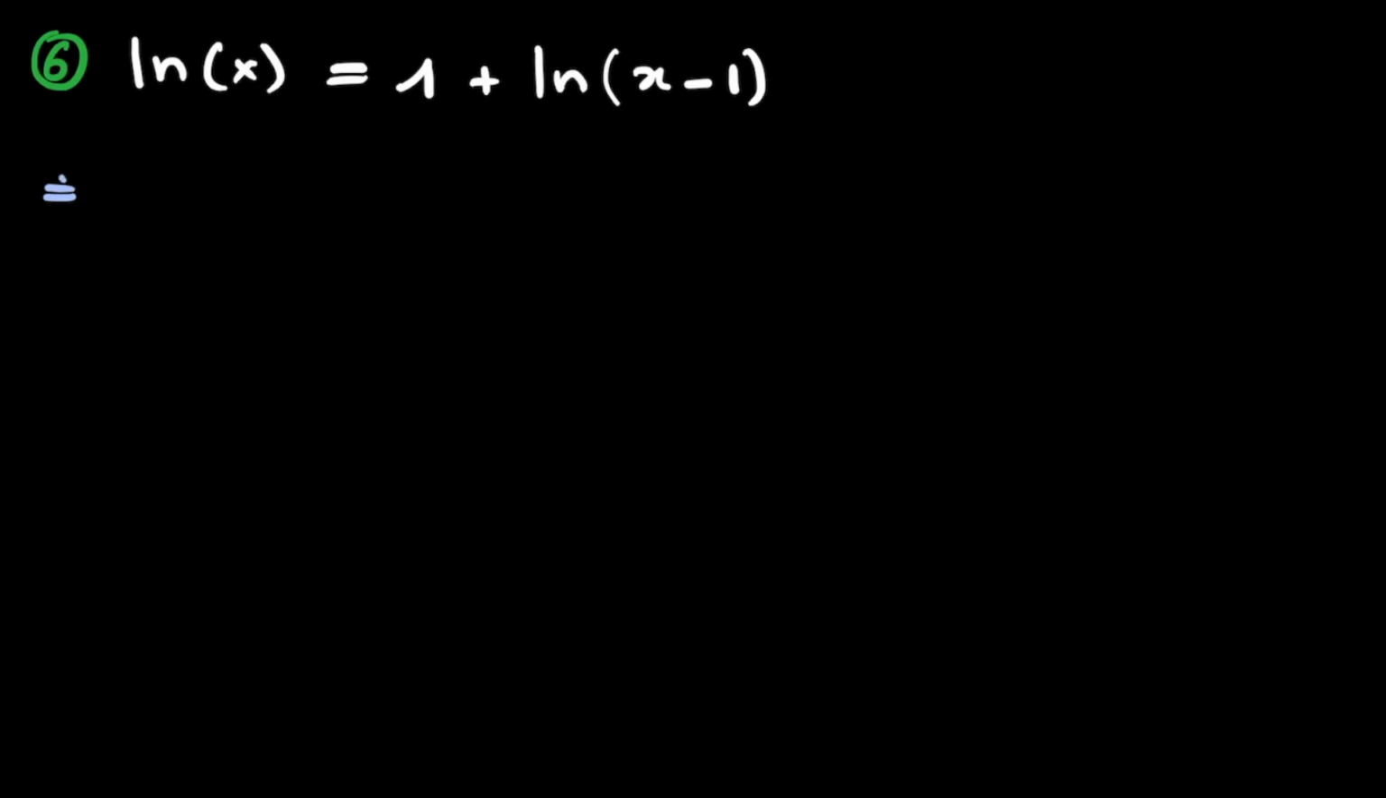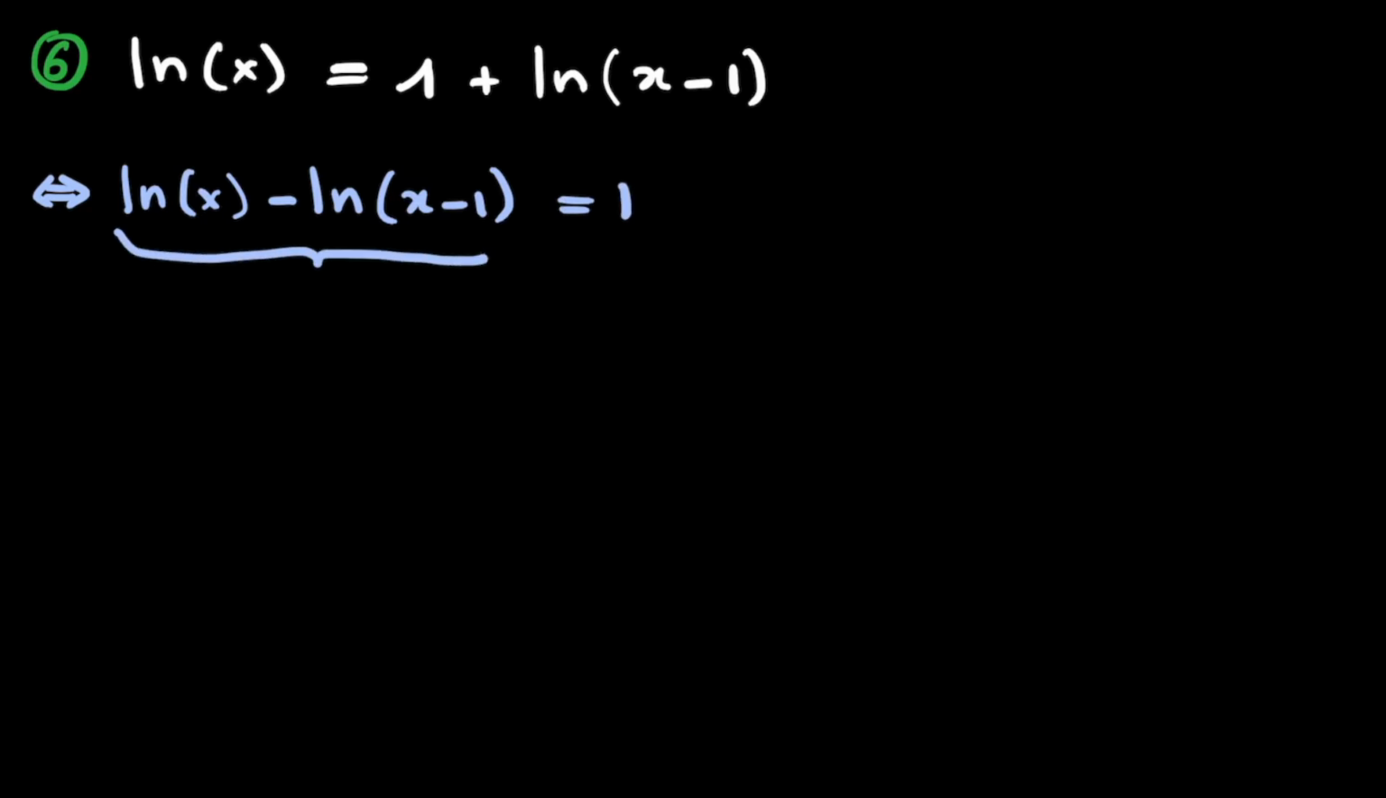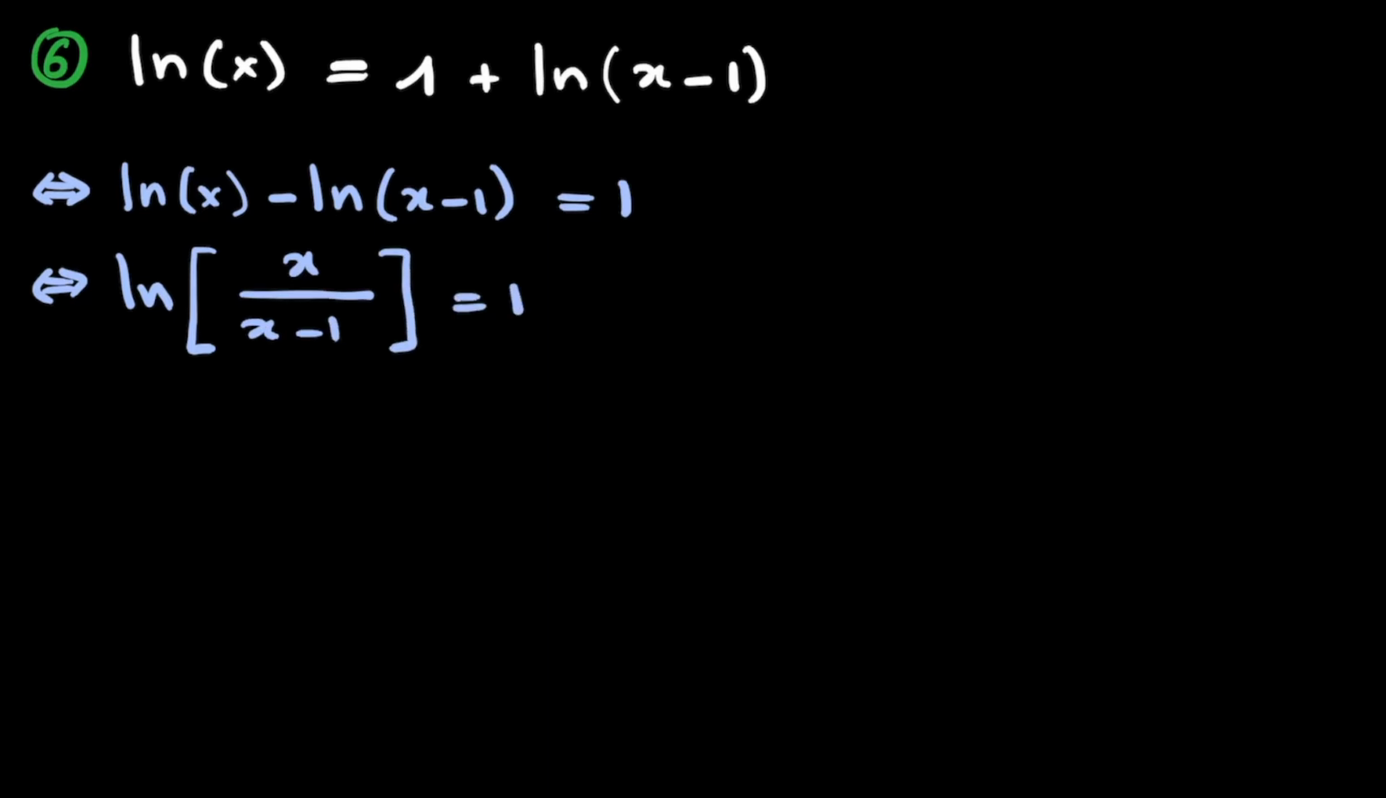So what we do in this case, and in any case really, is to bring all of the logarithm stuff to one side of the equality sign. So we have the logarithm of x minus the logarithm of x minus 1, which is equal to simply 1. And now we can use the property of logarithms that we had before, because we have the subtraction of two logarithms with the same base here. So this simply becomes the following: the natural logarithm of x divided by x minus 1. And this has to be equal to 1.